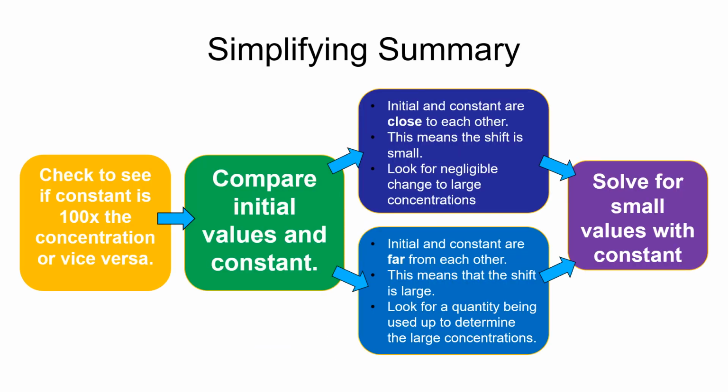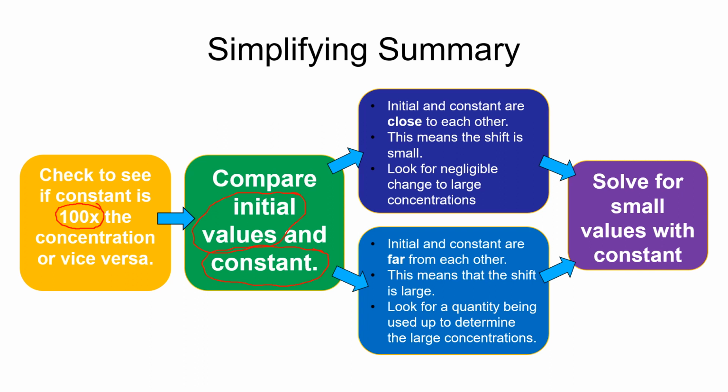Okay, a little recap here. I made a little graphic organizer to help you with these simplifying assumptions. First of all, when you have a large or a small value of K, you want to make sure that it's large enough by taking the constant or the concentration and dividing them and see if you have at least 100 times the value. Once you're satisfied that it's big enough to make a simplification, you're going to compare your initial concentrations to the concentrations that you would expect from the constant, right?